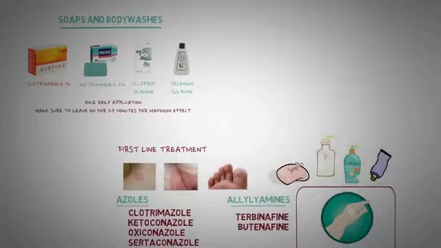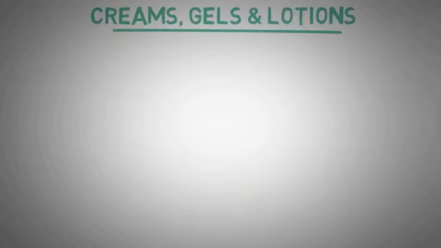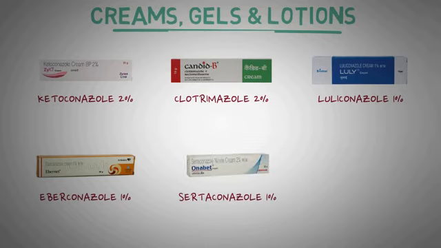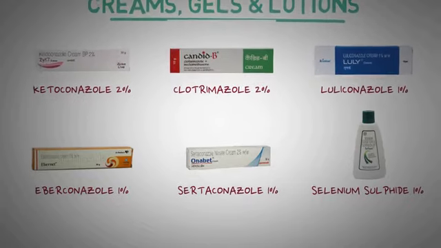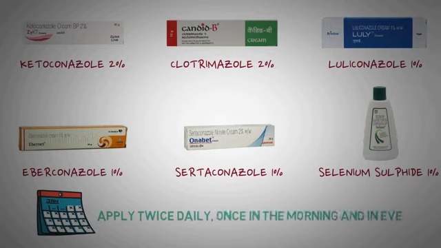Next, we move on to the antifungal creams, gels, or lotions you should use. Again, similar antifungal drugs are present in these creams and lotions like ketoconazole 2%, clotrimazole 1%, luliconazole 1%, ibuproconazole or sertaconazole. Selenium sulfide 2.5% lotion and ciclopirox 1% cream are also very effective. You can apply these creams and lotions twice daily, once in the morning and once before sleeping.